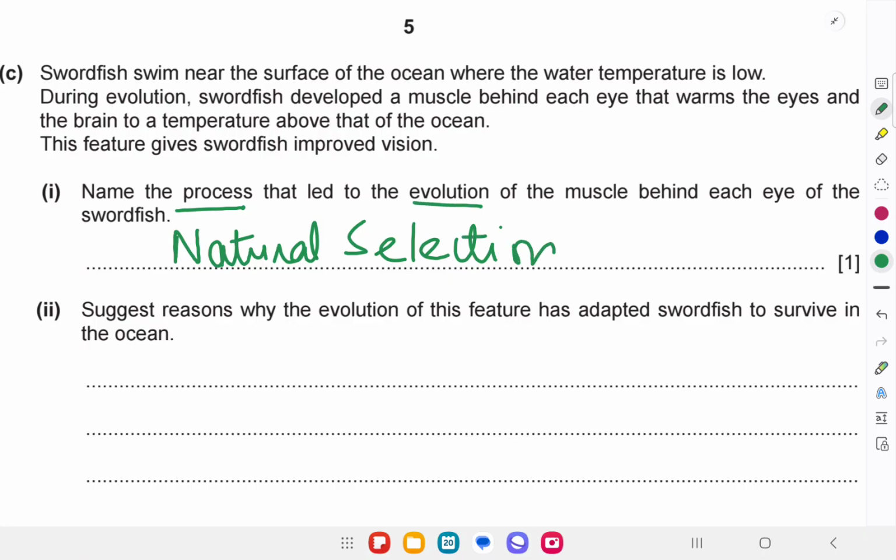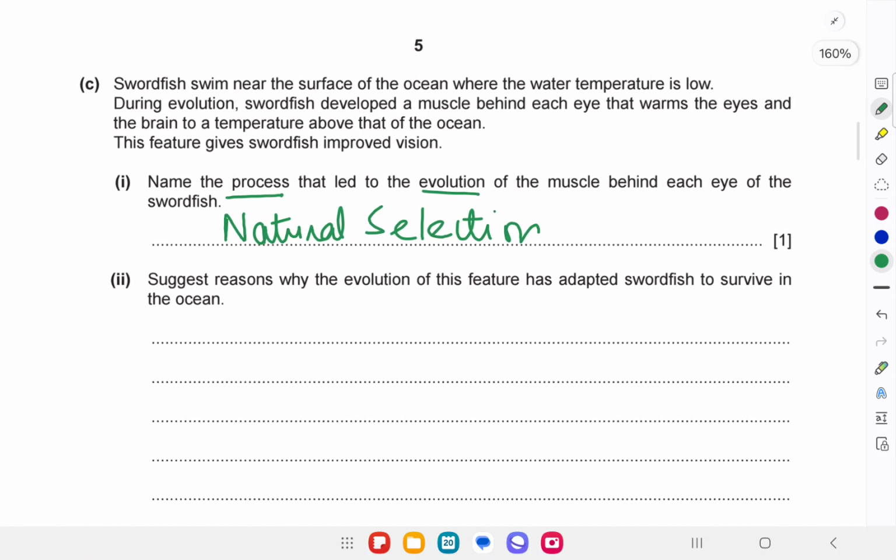Only the fishes with the muscles behind the eye had the benefit and they reproduced more. So most of the swordfish now have those muscles behind the eye, which gives them an advantage to survive. Suggest reasons why the evolution of this feature has adapted swordfish to survive in the ocean.